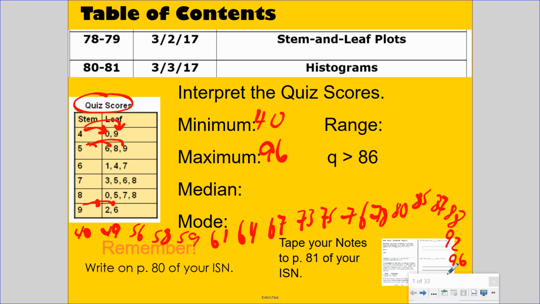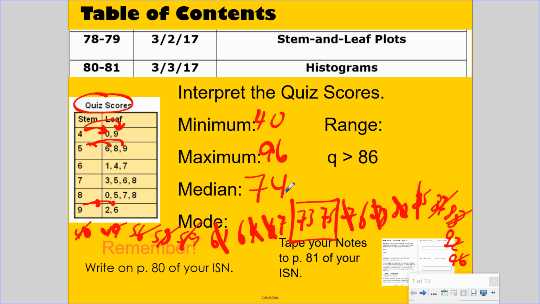Median means put the numbers in order and find the middle. What is in the middle, straight middle of 73 and 75? 74. Mode. Was there a number that repeated itself? Most repeated.